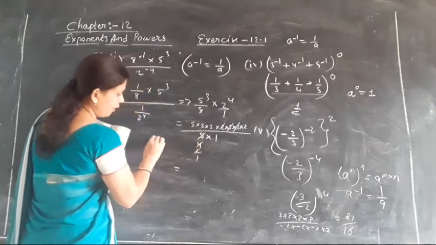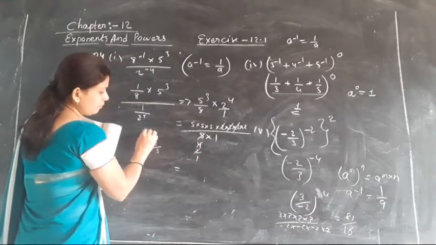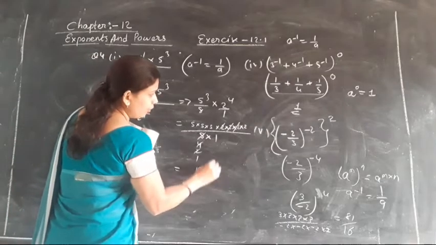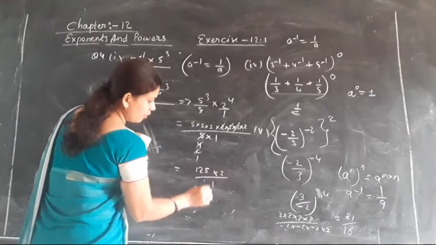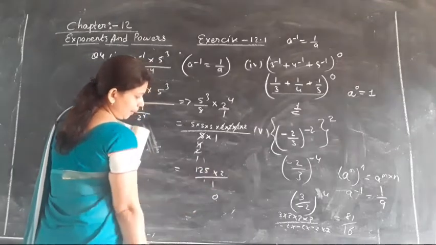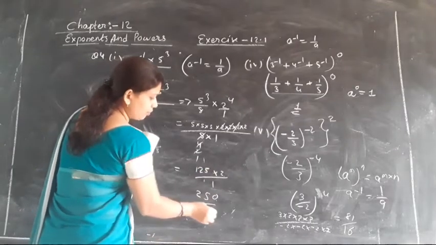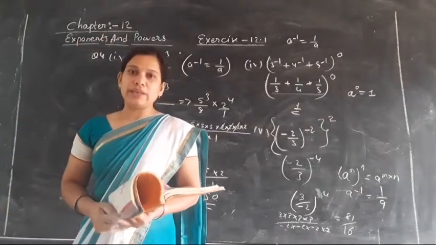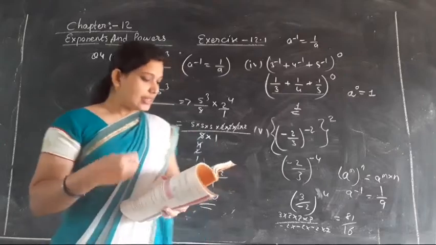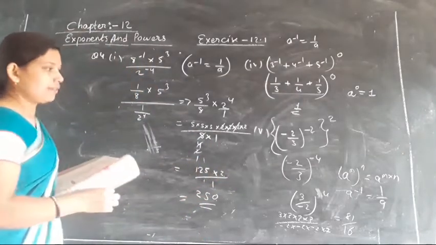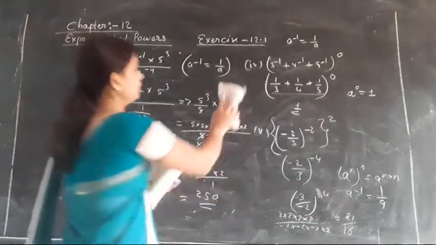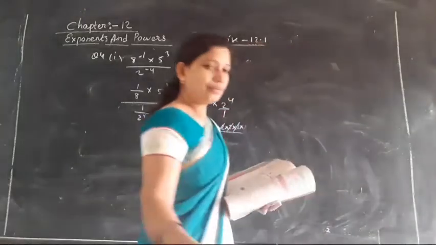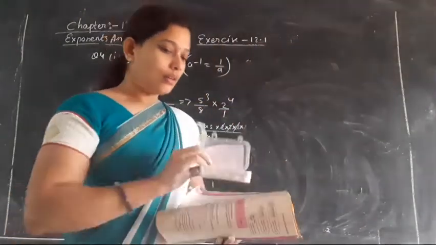5 into 5 is 25, 25 into 5 is 125. So here 125 into 2 upon 1. So here it will become 0, then 2, 4, 5 and 2. So the required answer will be 250 here. Clear everyone? Have you understood? Similarly, we are going to do the next part of question number 4. Look at the next part.